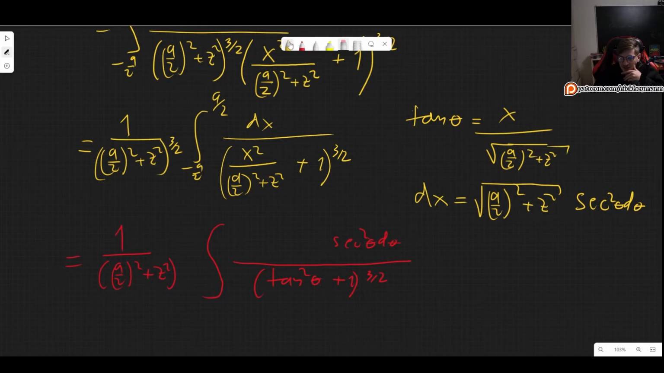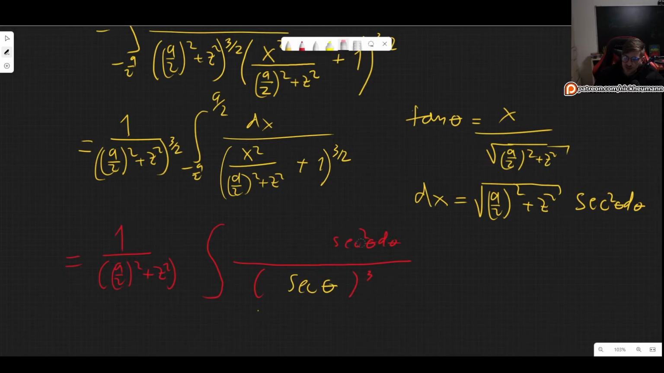And this thing, tangent squared plus 1, is secant squared, right? That is a very important trigonometric identity that you need to know. I cannot emphasize it enough, because this is a very common integral that you may encounter. So this thing here, tangent squared of theta plus 1, is simply secant squared. So this is secant squared of theta, but you have the square root right there. So instead of secant squared, it is now secant.